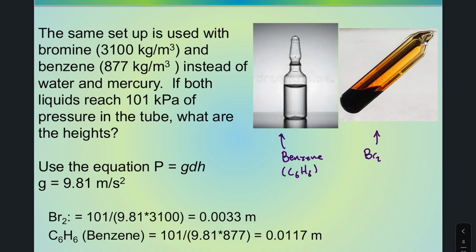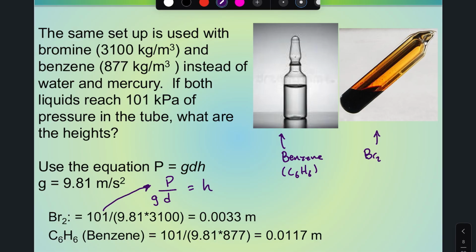And so we can take this equation and rearrange it. So we have P, we'll divide both sides by g and d, and we have P over g d on that side, and then over here we have this equal to h. And so we want to find what those are. All we need to do is take the pressure, which is 101, the acceleration of gravity, and density, and we will be able to find out what that height is.